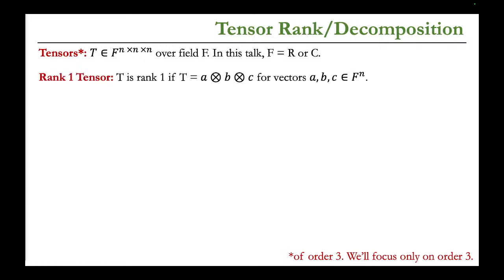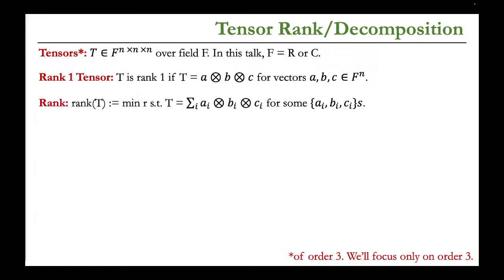So let's make a definition. I'm going to call a tensor rank 1 if it can be written as an outer product of three vectors a, b, and c. Each of a, b, and c are n-dimensional vectors over the same field. What this means is that the ijk-th entry of such a tensor is the product of a_i, b_j, and c_k. If you haven't seen this notation, that's what it means. So that's a rank 1 tensor. And once you define a rank 1 tensor, you can define the rank of a tensor T as the minimum number R such that T can be written as the sum of R rank 1 tensors.